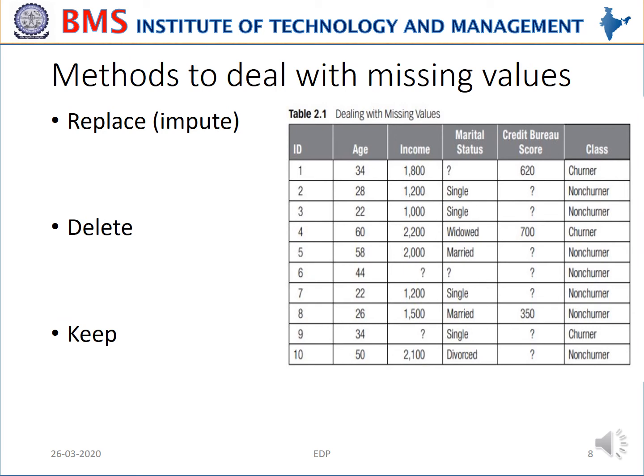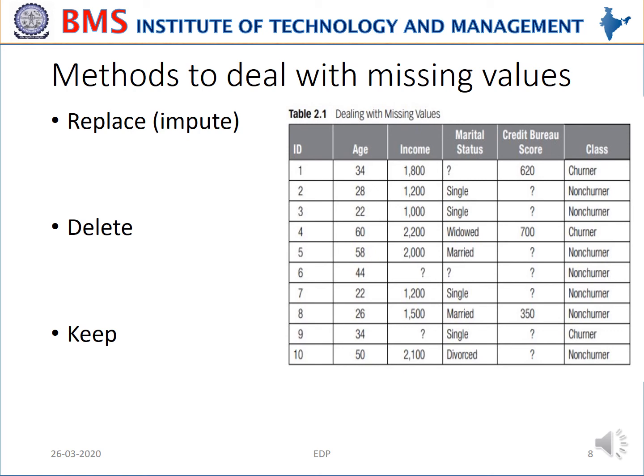Now, some analytical techniques can directly deal with missing values, like decision trees. Other techniques need good enough pre-processing. So the most common methods to deal with missing values are replacing the missing value, deleting the missing value permanently, or sometimes keeping the missing value as it is. Let us discuss all these three methods in detail.